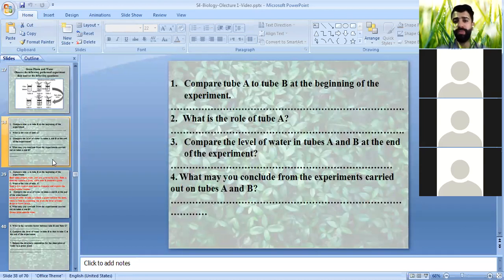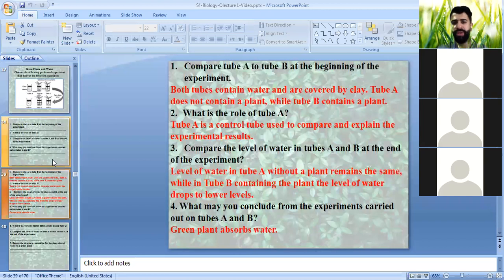So compare tube A to tube B; both of them have the same level of water. Tube A doesn't contain a plant, while tube B contains a plant. The role of tube A, as I said, is a control tube used to compare and explain the different experimental results. Part 3: compare the level of water in tubes A and B at the end of the experiment. The level of water without a plant remains the same, while in tube B it drops or decreases.